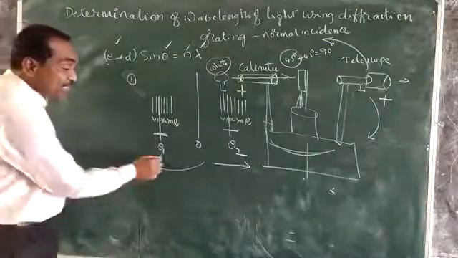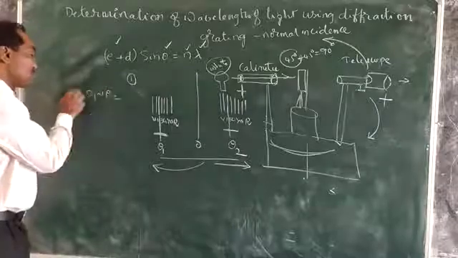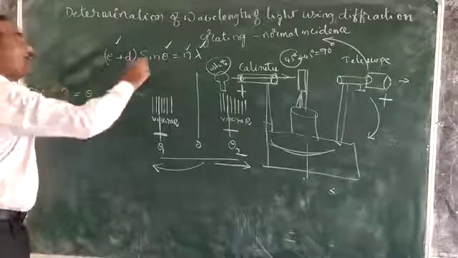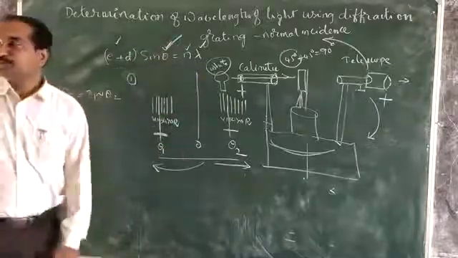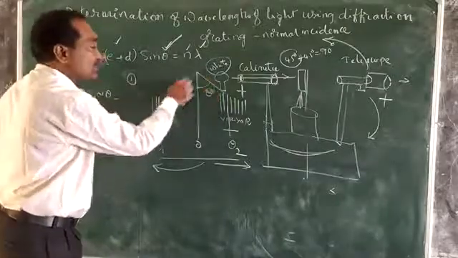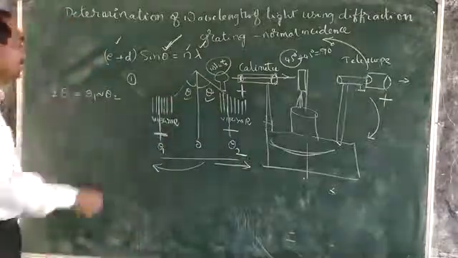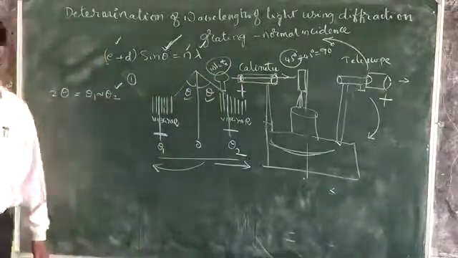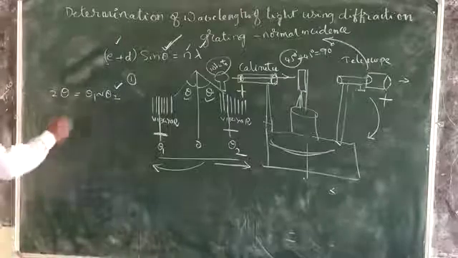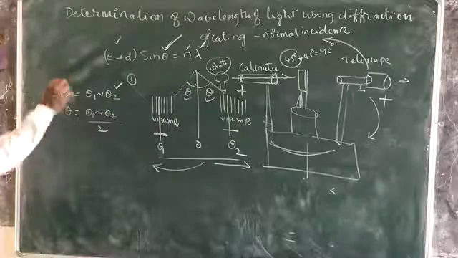Now the difference between these two readings, theta 1 minus theta 2, gives twice the angle of diffraction. Actually, this is the angle of diffraction, and this is also theta. So theta plus theta, that is 2 theta, is equal to theta 1 minus theta 2. So from that, theta is equal to (theta 1 minus theta 2) by 2.